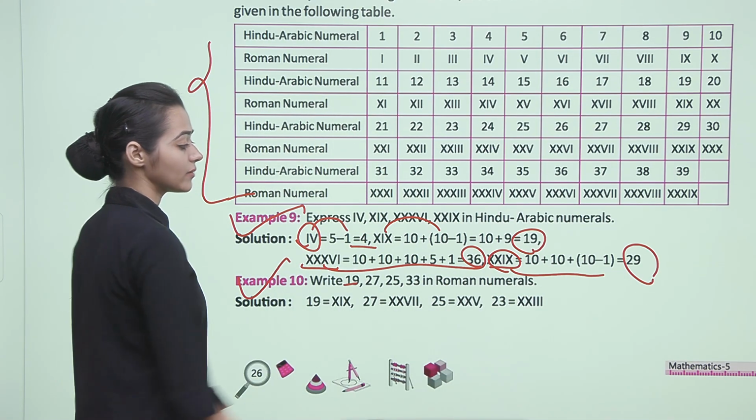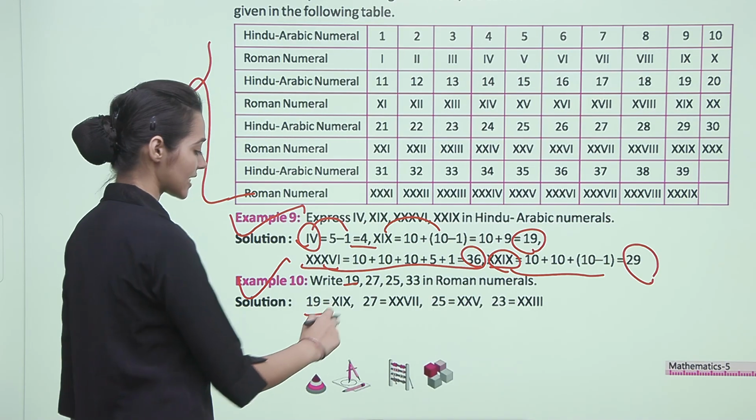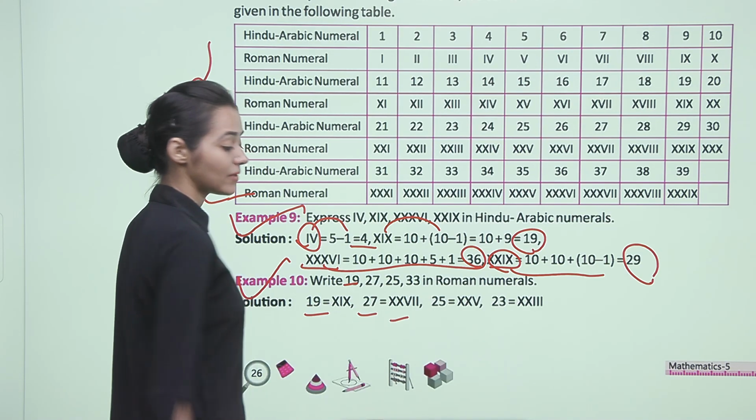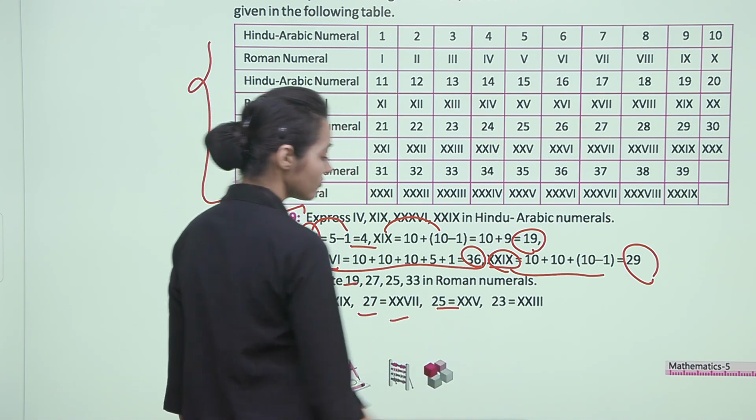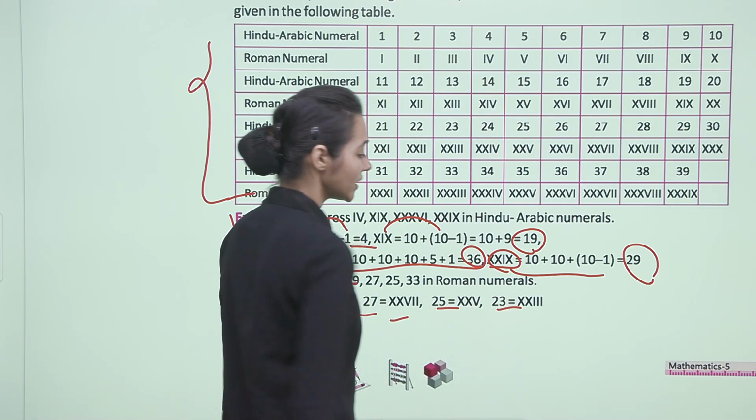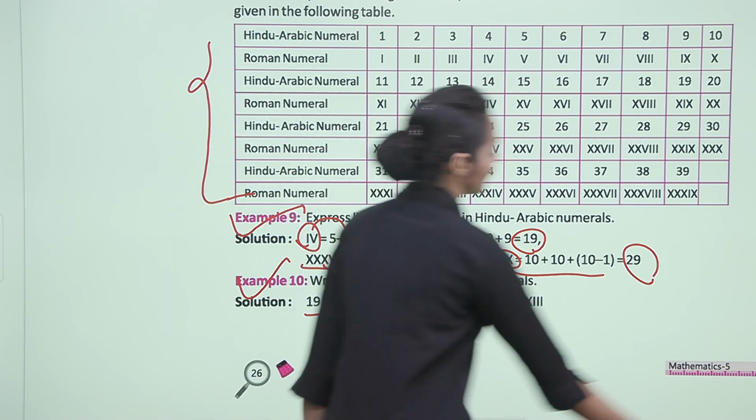Now here we have to write them in Roman numerals. 19 can be written as XIX. 27 is double X V double I. 25 is double X V. 23 is double X triple I.